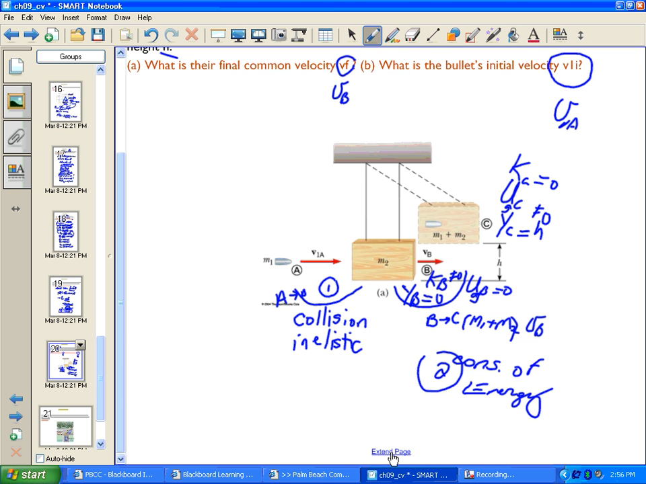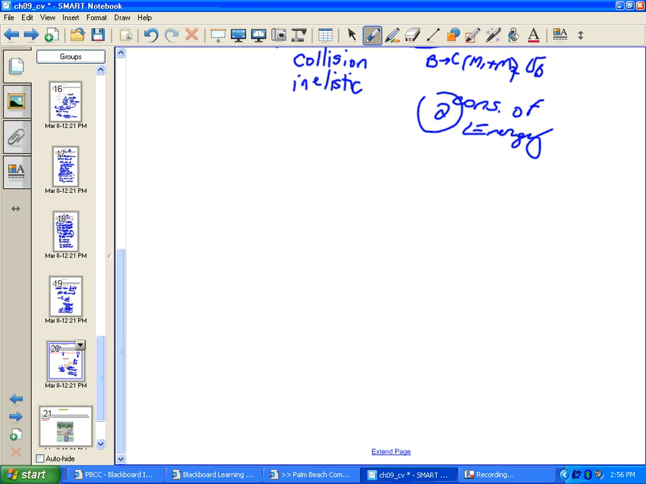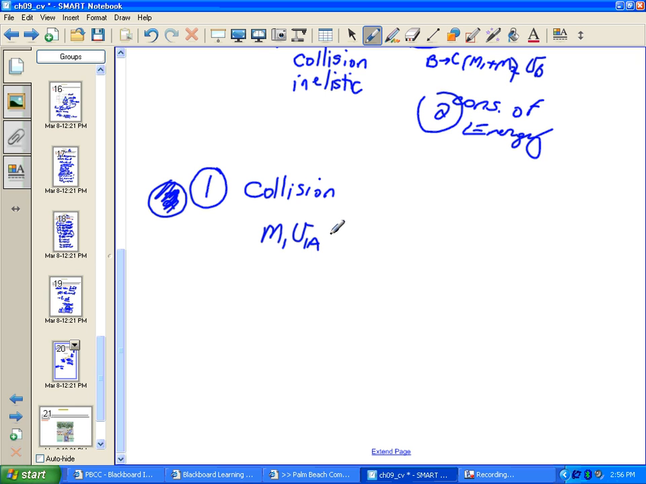So, armed with this, we now have 2 parts that we work with. Well, let's see. Shall we work backwards? Shall we work with part number 2 first? Why not? In part number 2, we have, well, that might make things a little bit difficult. We'll start with 1. I'm sure that you prefer that. That is the collision event. In the collision event, we have M1, the bullet, moving with V_1A plus M2, the block, stationary with V_2A. Okay, it's not moving.